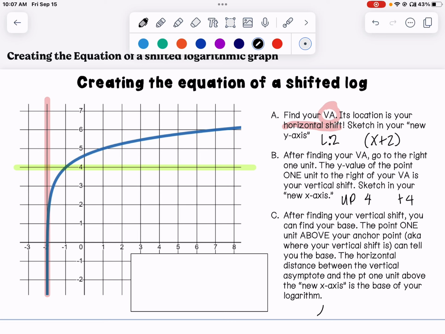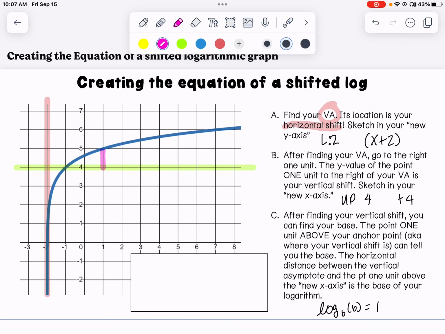We know for all logs, when your base and your argument are the same, it's equal to 1. So we are looking for something that is 1 unit, because this would represent our y, 1 unit above our quote-unquote new x-axis. So my new x-axis is at 4, so I'm going to go 1 unit above that to 5 and see where do I cross? Well, I cross right here.